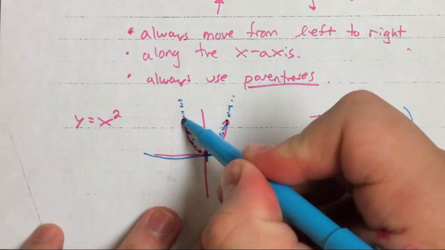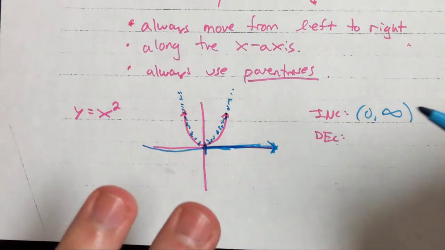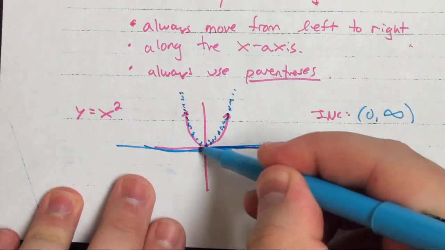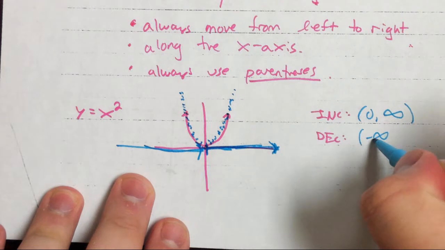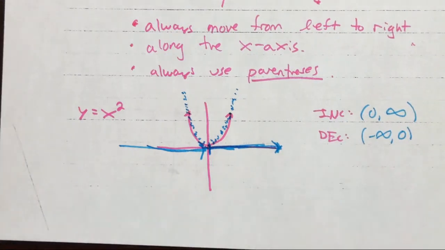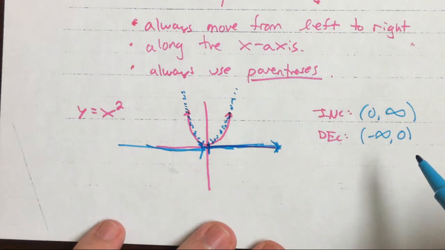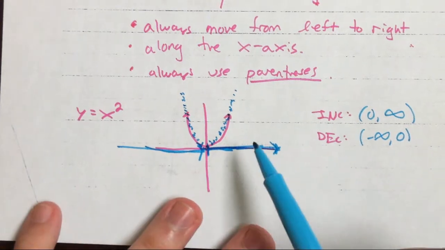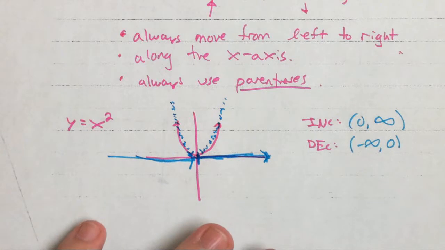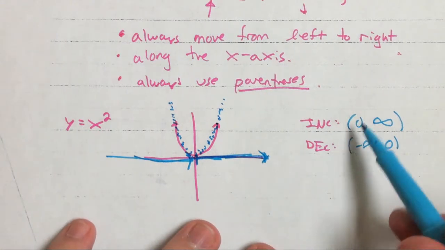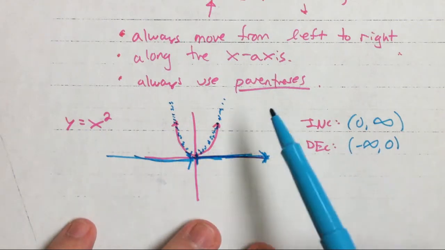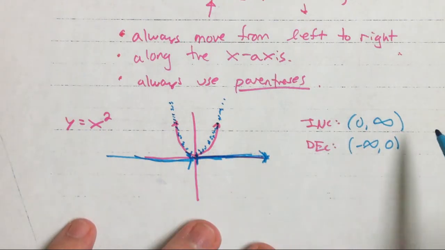This part of the graph is where it's going down. And it corresponds to this part of the x-axis. That'd be negative infinity to 0. And then that's it. And make sure you're only using parentheses. Your answers are on the x-axis, and you're careful to go from left to right across the picture.